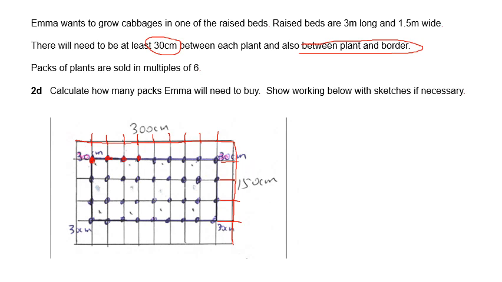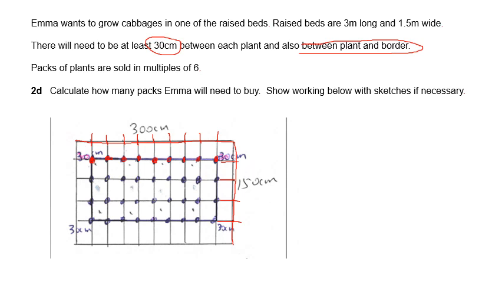So going across, you can see each of these, sorry, just to be clear, each of these red dots, I'm just going over them again, all represent a cabbage plant. So going across, you could fit in 1, 2, 3, 4, 5, 6, 7, 8, 9. Okay, so if you look at those 9 dots, they are all 30 centimeters apart, and they're also 30 centimeters from the border.